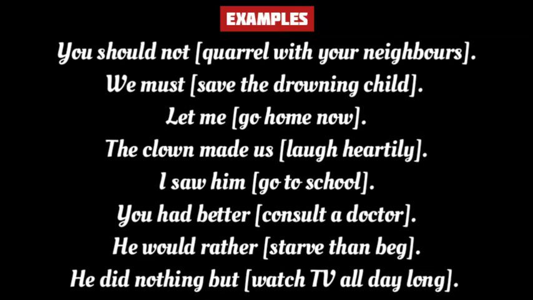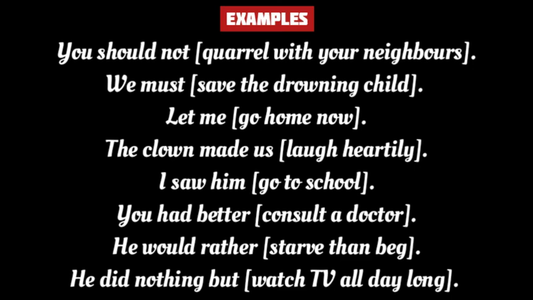In the sentence "Let me go home now", the infinitive phrase "go home now" has a bare infinitive "go" because it has come after the verb "let". In the following sentence, the infinitive phrase "laugh heartily" has a bare infinitive "laugh" because it's used after the verb "made". In the sentence "I saw him go to school", the infinitive phrase "go to school" contains a bare infinitive "go" because it has come after the verb "saw".